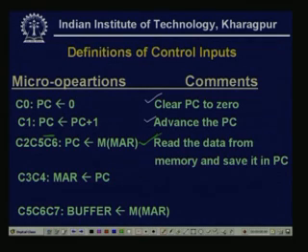Now, next one is C3 complement C4. So, the control line is C3 complement C4 and the operation is that the value of the program counter will go to the memory address register. That means, transfer the content of the PC, the program counter contents, into the memory address register.